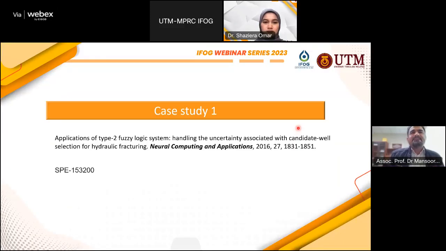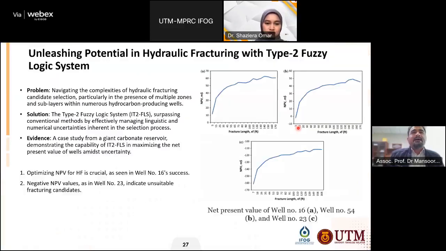And then this is case study number 1, published in Neural Computing and Applications, using artificial intelligence, specifically fuzzy logic, in order to screen the well. For this problem, this study aims to optimize the net present value, an economic analysis of carbonate well stimulation for hydraulic fracturing treatment. So NPV, or net present value, is an economic measure used to decide whether to fracture certain wells.